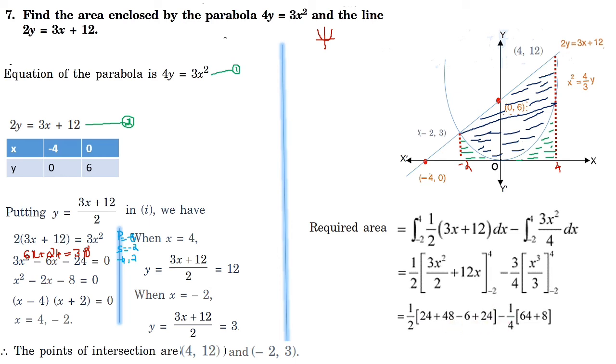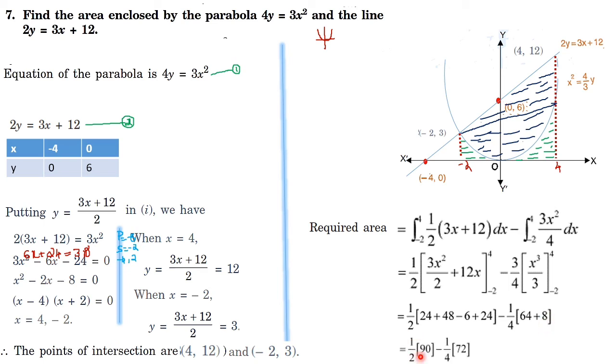Minus here, 3 cancels, so 1 by 4 is there, 1 by 4 into 4 cube, which is 64. Then minus the lower limit: minus 2 cube is minus 8, and that minus and the lower limit minus together make plus 8. Okay, this 3 cancels, only minus 2 cube, that is minus into minus, plus 8 is there outside.